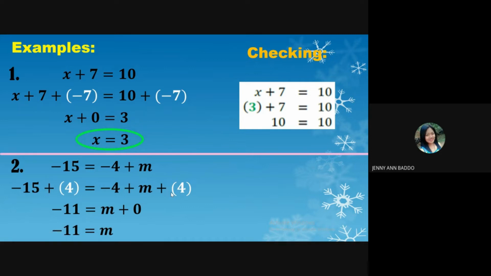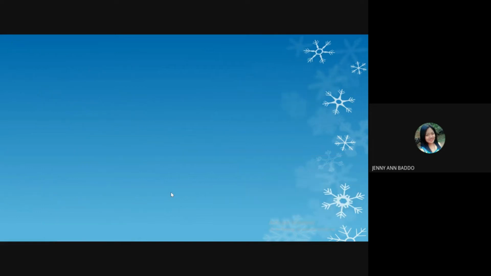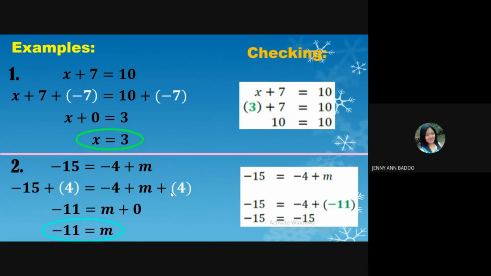Let us check. Negative 15 equals negative 4 plus m. By substituting negative 11 for the variable m, we now have negative 15 equals negative 4 plus negative 11. Adding negative 4 and negative 11, we have negative 15. Therefore, negative 15 equals negative 15, which is a true statement, which means negative 11 is a solution of the equation negative 15 equals negative 4 plus m.